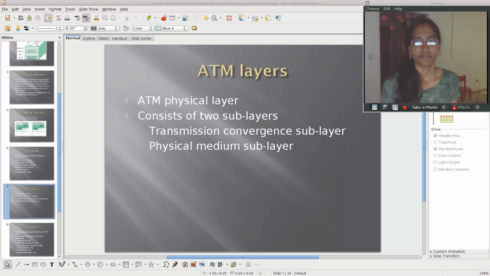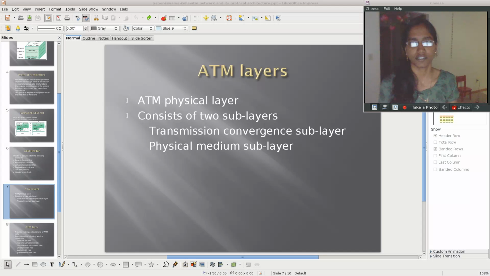Transmission convergence sublayer: its functions are generating and receiving cells, and generating and verifying the cyclic redundancy check in the header error control field. This field works in this way.